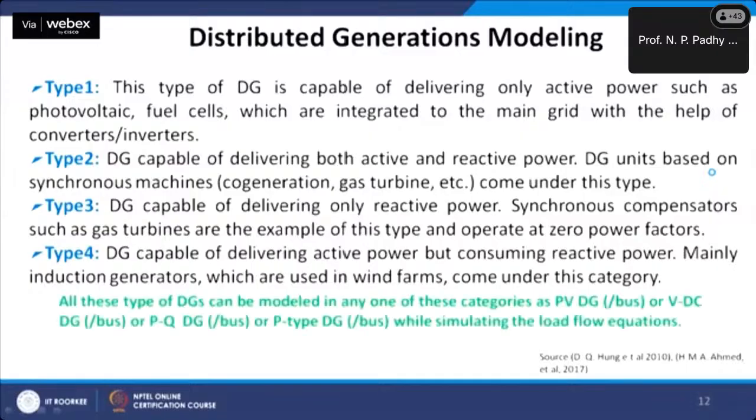So to conclude, all these types of distributed generators can be modeled in any one of these categories as PV-DG, PQ-DG, or P-type DG while simulating the load flow equations. What we are projecting here compared to the existing literature is that DGs based on type 1, 2, 3, and 4 can be modeled, different converters can be modeled, and they can take care of the new components within the DC smart grid, and hence I can simulate both the AC distribution system along with the DC smart grid simultaneously.